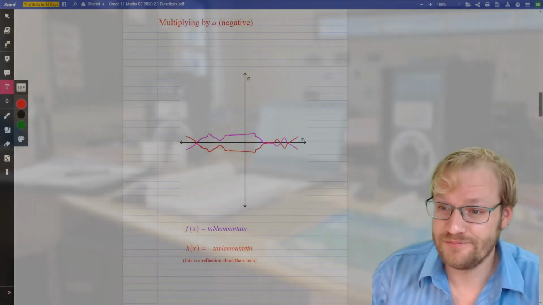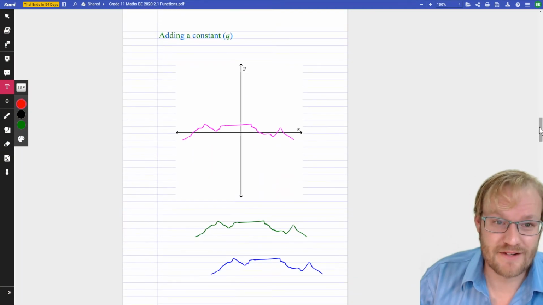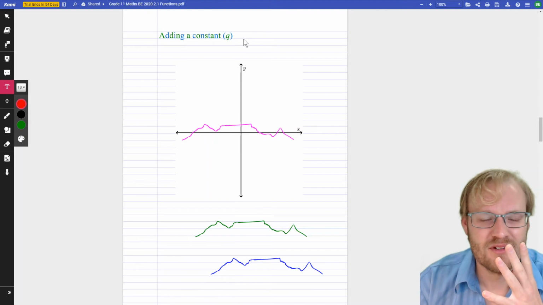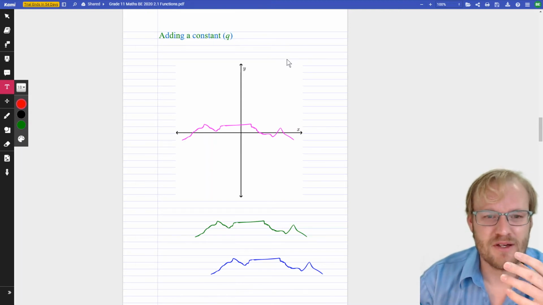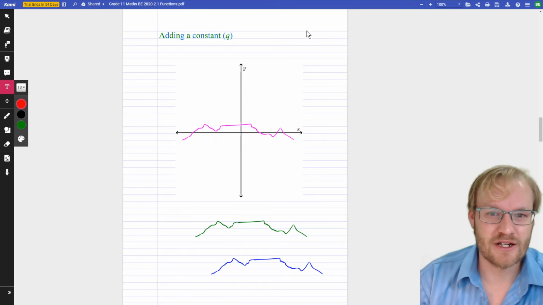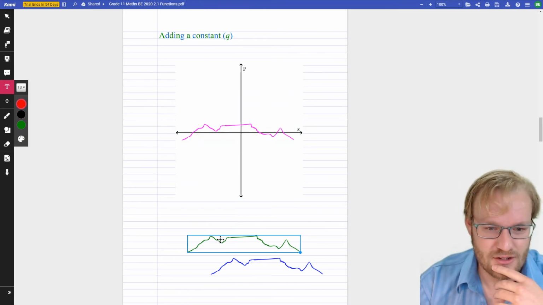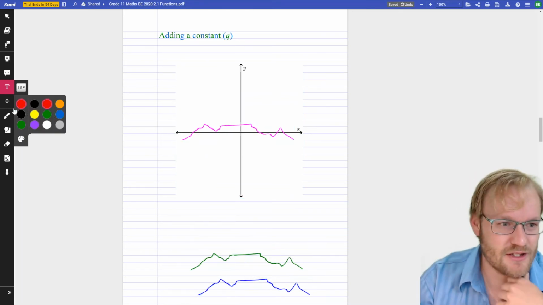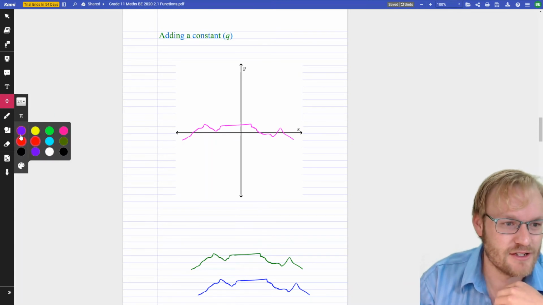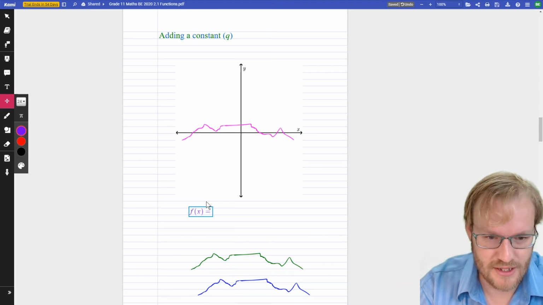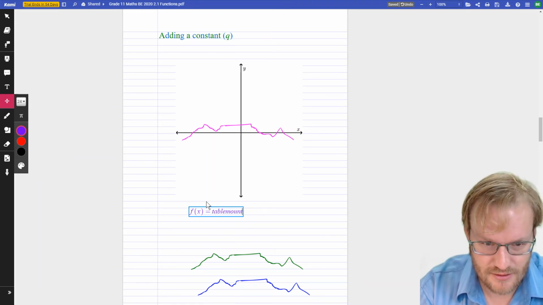Let's get back. What happens if we add a constant? And we add the constant q. That's because we normally talk about ax plus q, or ax squared plus q. So we've got our table mountain function. Here it is. And we've got a few spares, so let's say f of x is still our beloved table mountain.